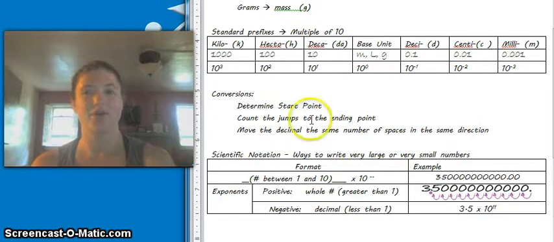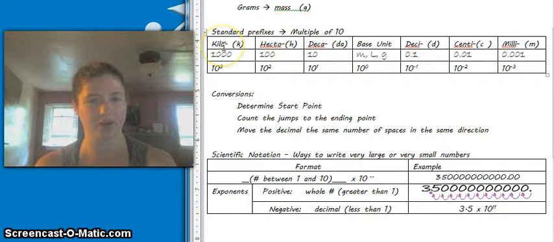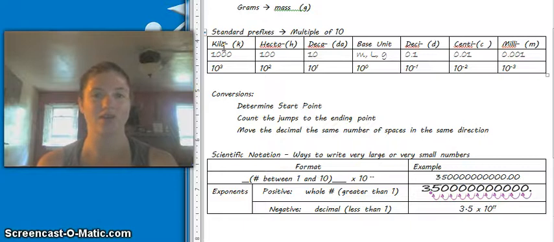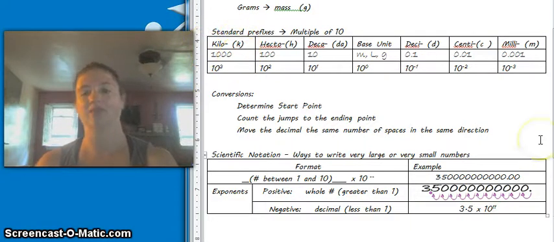Pretty simple. If we go the other direction, let's say we wanted to go from grams to kilograms. We would go and count. We'd say, okay, we started here. We went 1, 2, 3. So we would then move our decimal point 3 places to the left in order to give us the value for our kilogram.